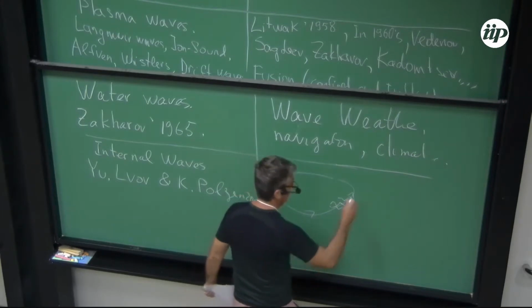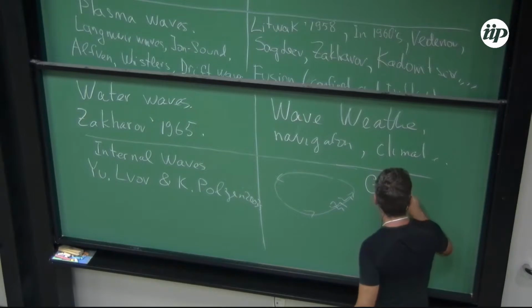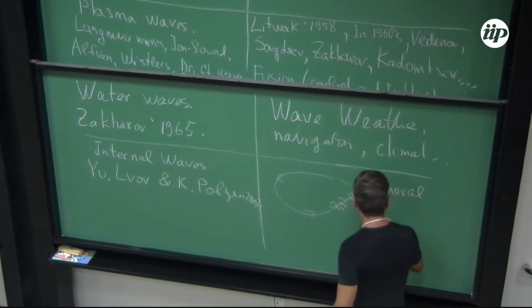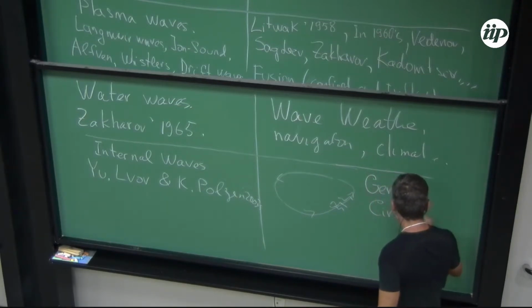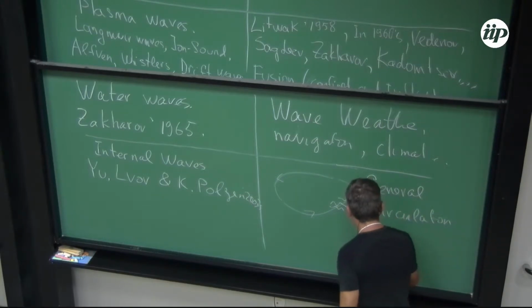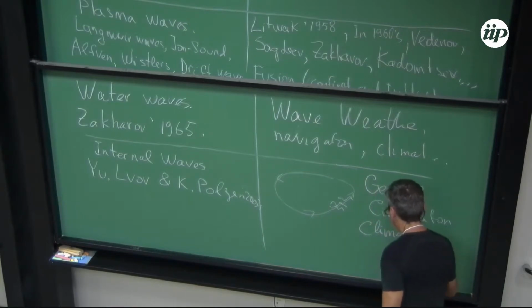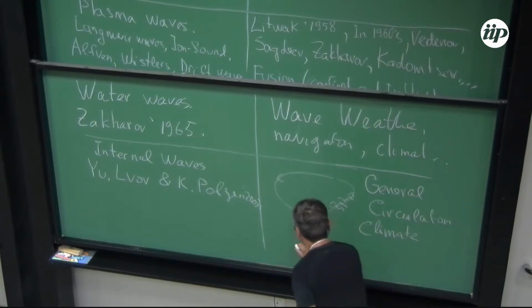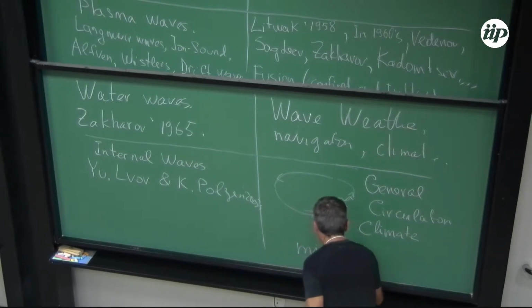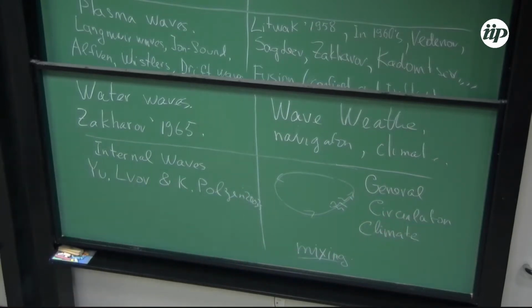So it's called general circulation in the models of climate. And so this is mixing. Mixing mechanism.